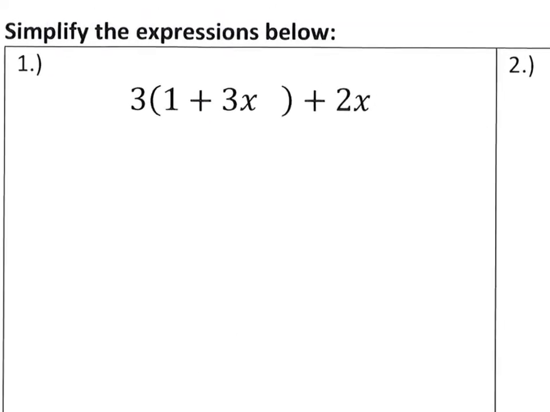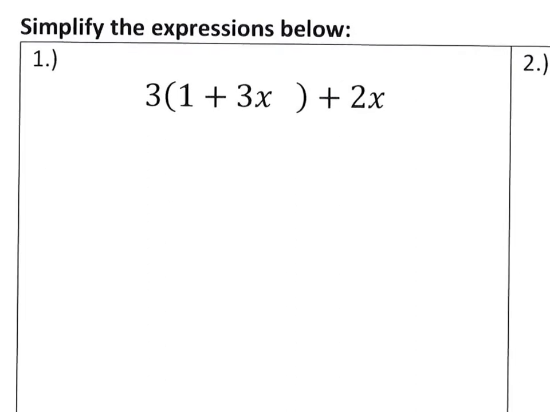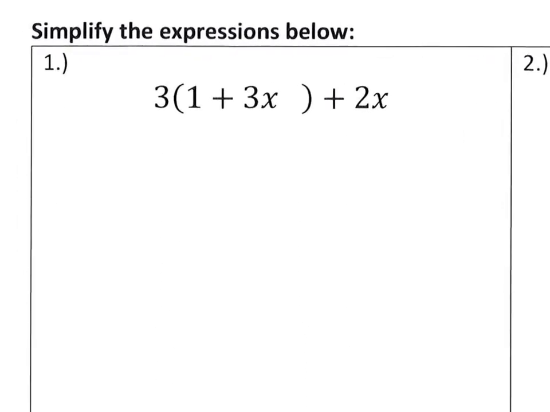So let's look at number 1 here. We have the 3 being multiplied by the 1 plus 3x, and then we're adding a 2x. So to start off, I see that I'm multiplying this 3 times the 1 plus 3x. So because of this, the 3 needs to be distributed to both things in parentheses.